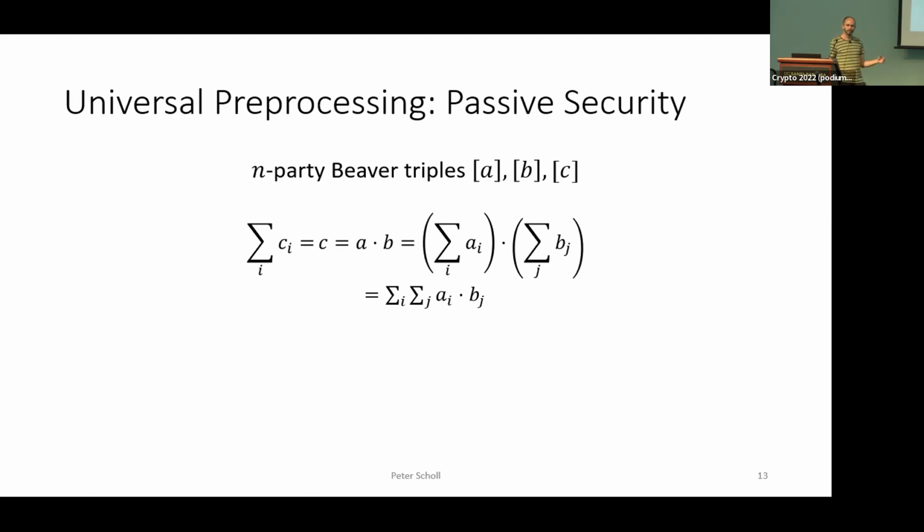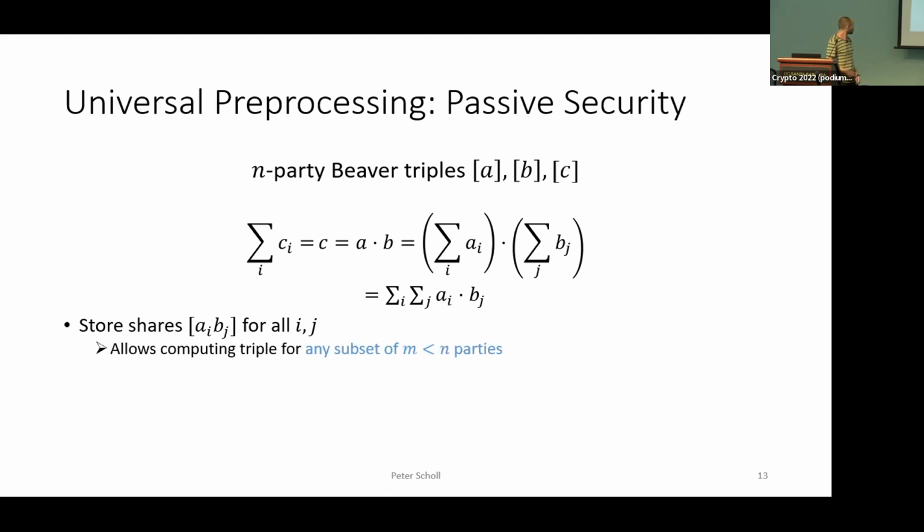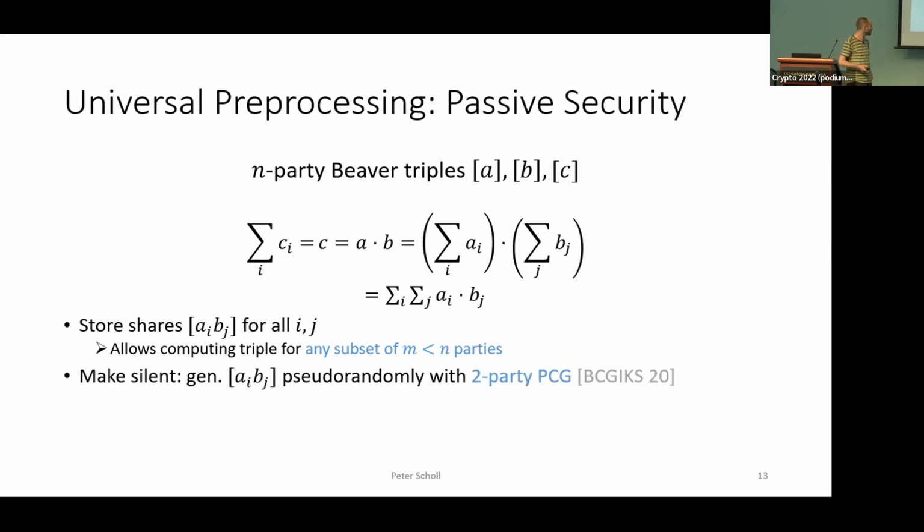And notice that if we want to instead generate a triple in, say, a subset of half of the parties, then we just need to restrict this summation up to n over 2 instead of up to n. And then, if we have these sharings of pairwise terms, we can just take the ones we need to compute a triple in any subset of the original n parties. So we'll start by distributing shares of all of these pairwise products among the parties. And this allows us to then extract one multiplication triple from each of these sets of sharings in any chosen subset we like, dynamically in the online phase of the computation. And to do this silently and with low communication, we'll be using PCGs.